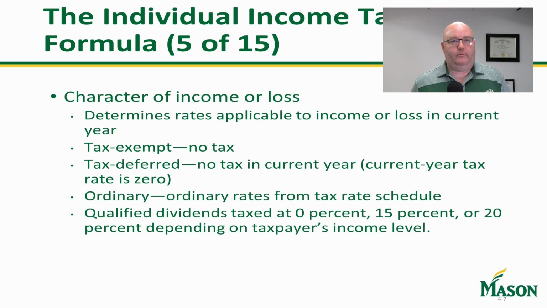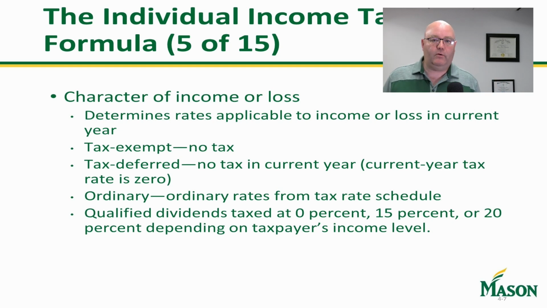Character of the income or loss. That's going to determine what kind of rate's going to get applied to it. You're going to determine your rates applicable to the income or loss in the current year. So, for example, if I go to work at George Mason, I get a paycheck. What kind of income is that? It's ordinary income. It's ordinary active income, because I'm actively working in order to produce it. Instead of that, I have a house. I rent the house out. I get rent from that. That's going to be ordinary passive income.